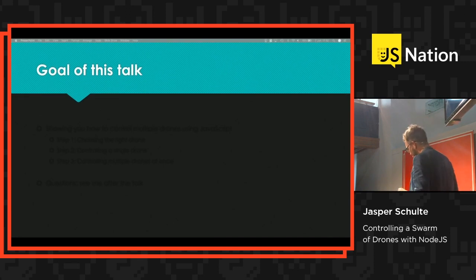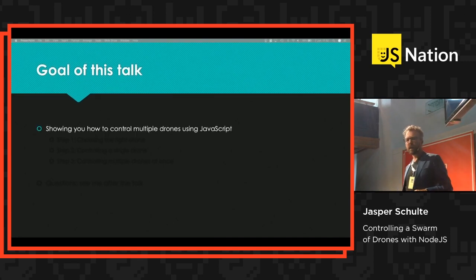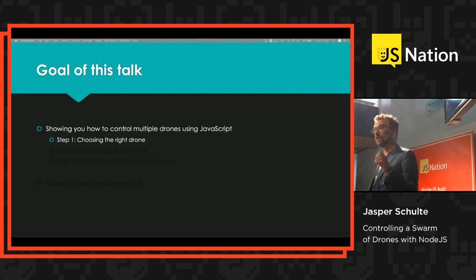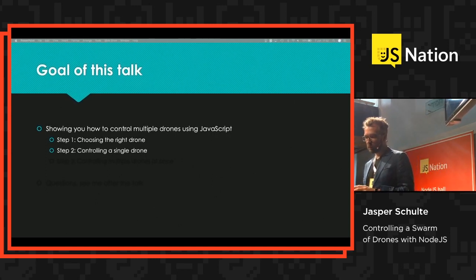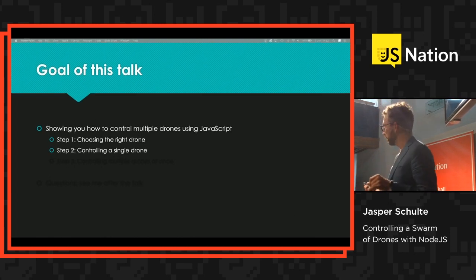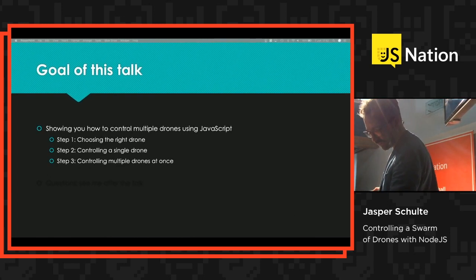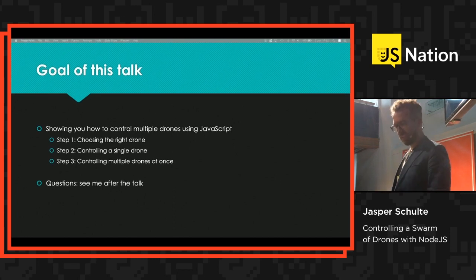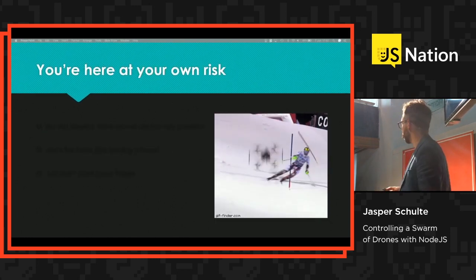So let's talk about the goal of this talk. It's showing you how to control multiple drones using JavaScript. We're going to do that in three steps. The first step is just choosing the right drone. The second step will be controlling a single drone. And in the third step, we'll be controlling multiple drones at once. If you have questions after this talk, it's going to be the party. I think we have to eat first, but come see me and I'm happy to talk to you about this.